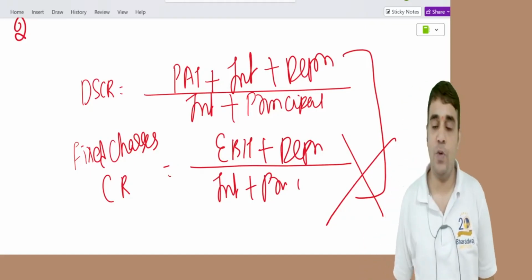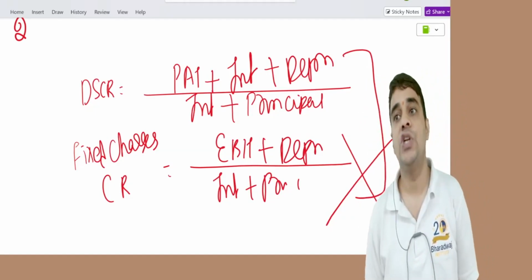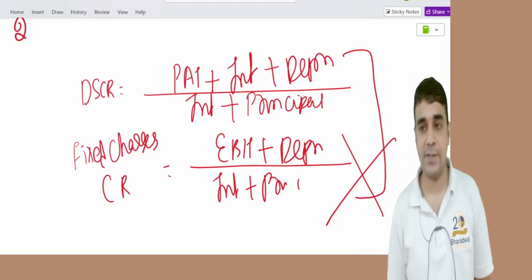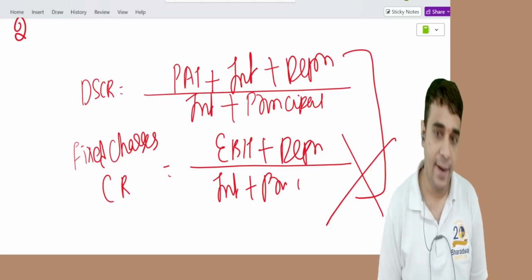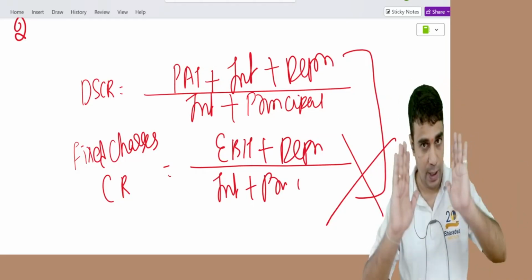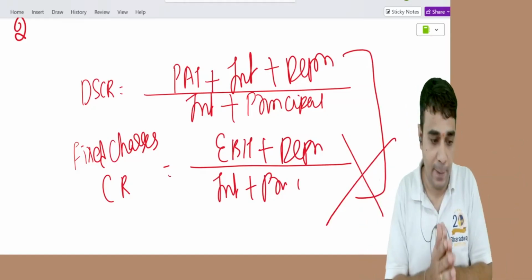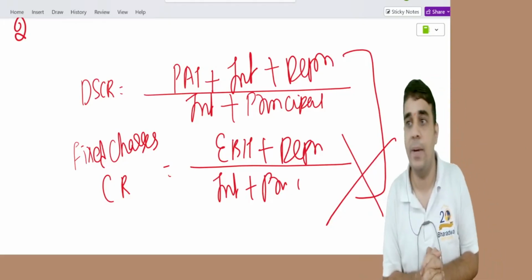Sometimes, if you wish, ICAI material says there's another formula called the fixed charges coverage ratio, which is EBIT plus depreciation divided by interest plus principal. I have added this formula only because your study material is talking about it. I used to work in a rating agency. We have never used the EBIT plus depreciation formula. We have used DSCR. DSCR is a very commonly used formula.